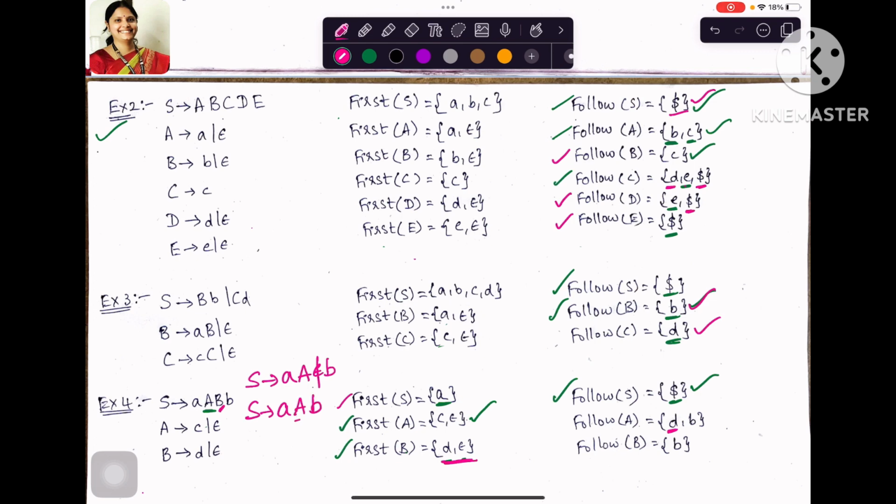So now the follow of A. Now the follow of A is b. We will write b in the result. Both d comma b is the result of follow of A. Now we will calculate the follow of B. In order to calculate the follow of B, we should find the B in the right hand side of the productions. So here we find B. The follow of B is small b. As it is a terminal symbol, we can directly write it in the result, that is b. So follow of S is dollar, follow of A is d, b, and follow of B is b.